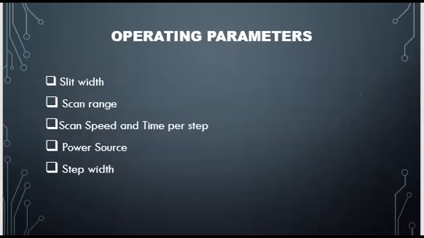For the operating parameters, there are many parameters that need to be set to determine how well your data collection will go. These parameters have to do with the characteristics of the equipment, such as the slit width and settings of the powder source, and how the rotation is controlled and the data is collected.